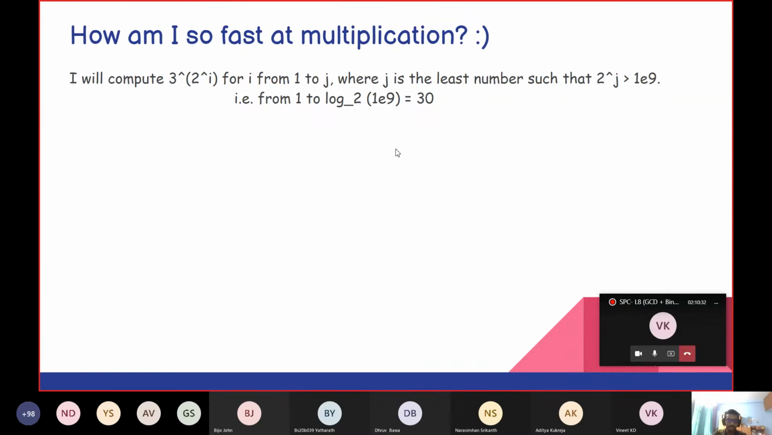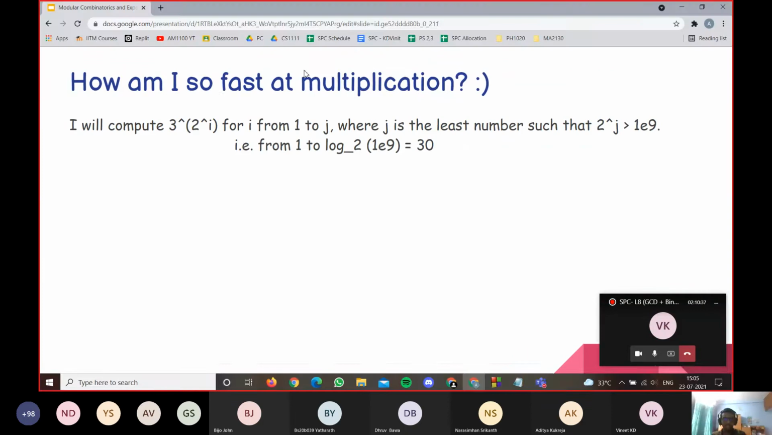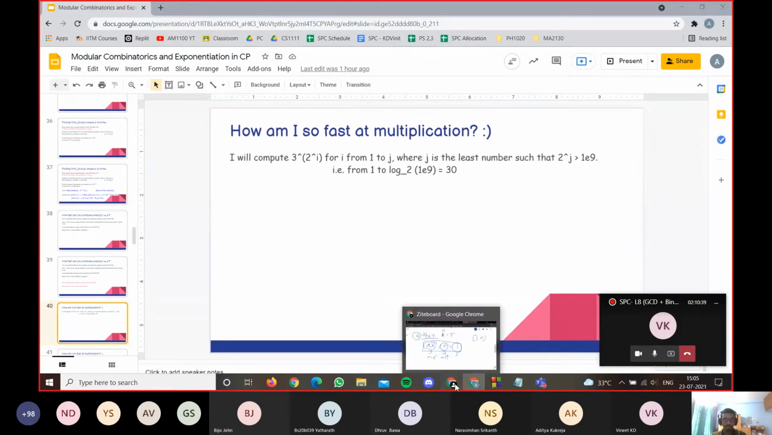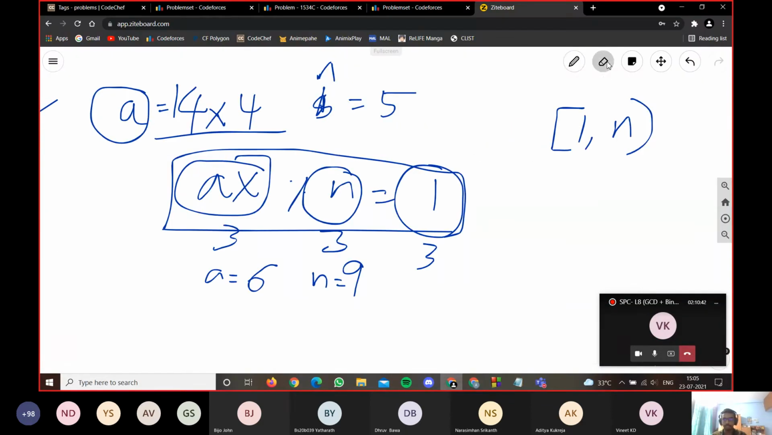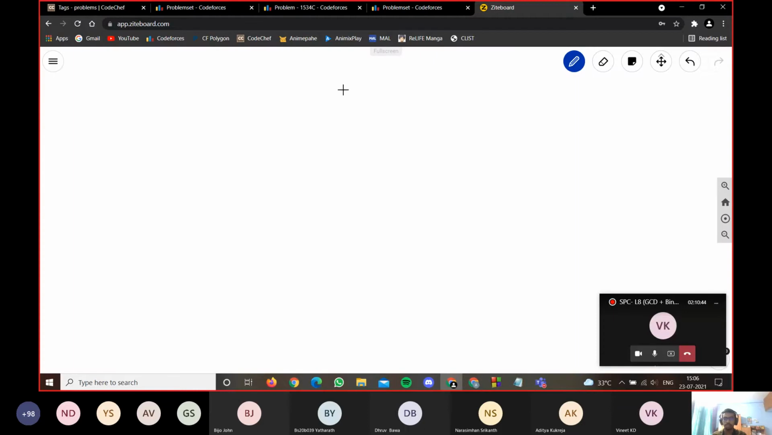Now, how will I do this? How am I so fast at multiplication? I'll maybe open the whiteboard for this. What I'm going to do is compute 3 power 2 power i. Basically, I'm going to start computing 3 power 1, 3 power 2, 3 power 4, 3 power 8, 3 power 16, and so on. I'm going to keep computing until I find 3 power something which is more than 1e9.